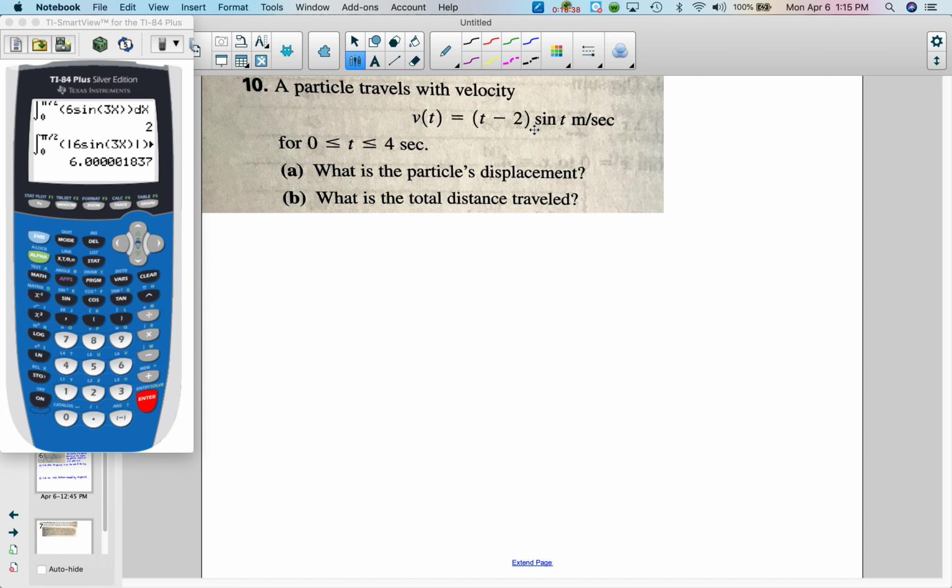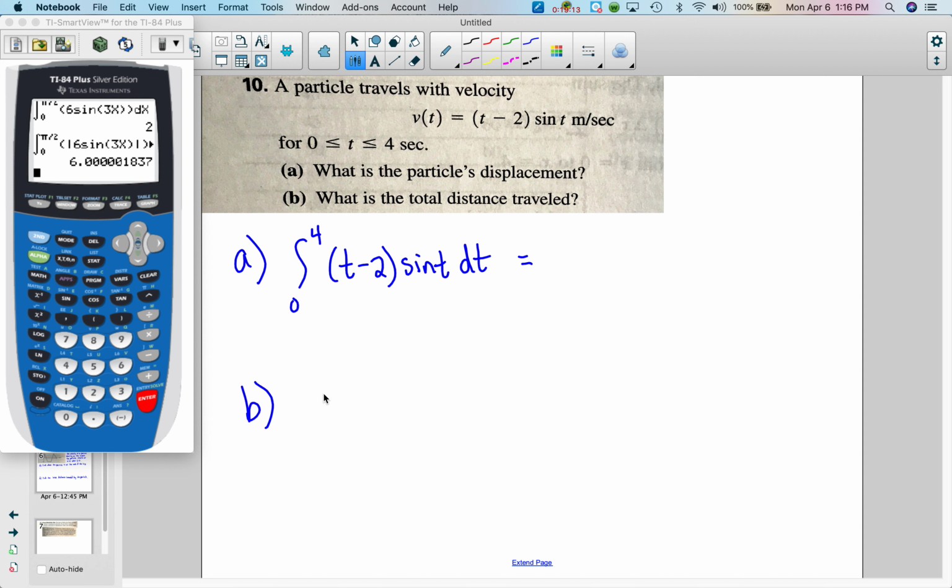So for this one, a particle travels with velocity, and we're given this function for t between 0 and 4 seconds. What is the particle's displacement? So remember, for displacement, it's just the integral. So we're going to have the integral from 0 to 4 of v of t dt. So it's going to be t minus 2 sine t, and that was in meters per second. So we're going to put a dt here. So we're just integrating the velocity, and that's going to tell us the displacement. As a matter of fact, I'm not even going to do this because you would just finite this.